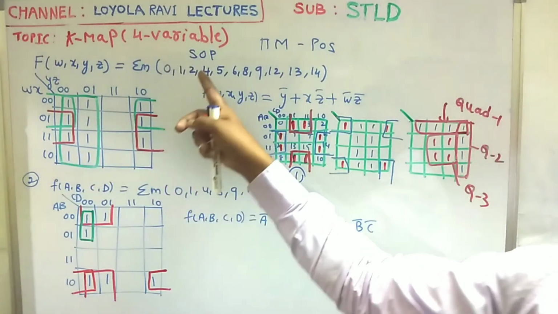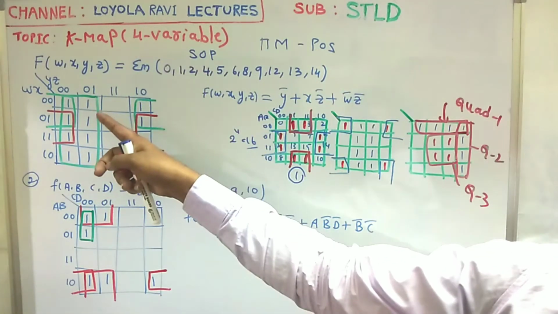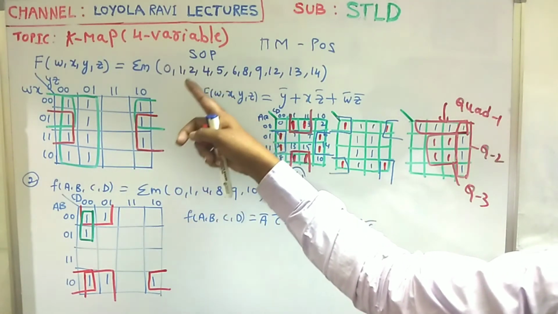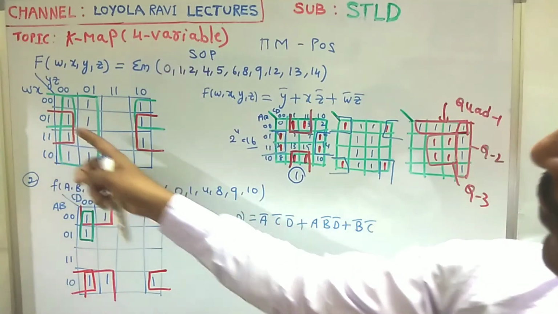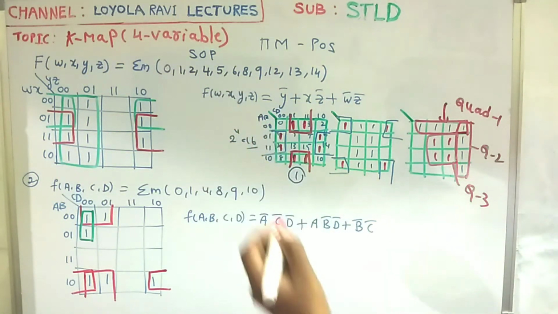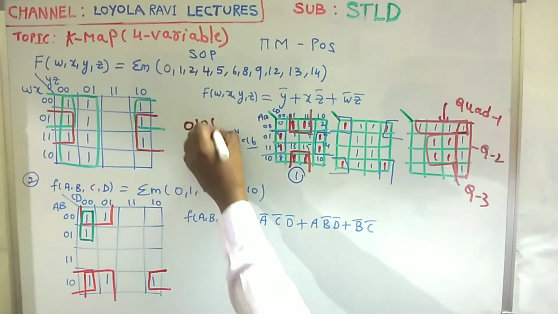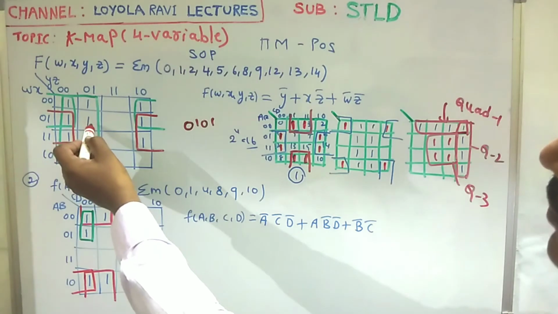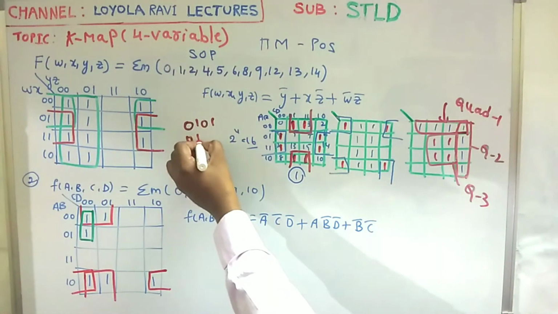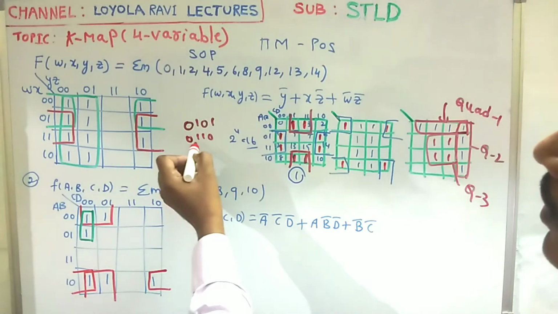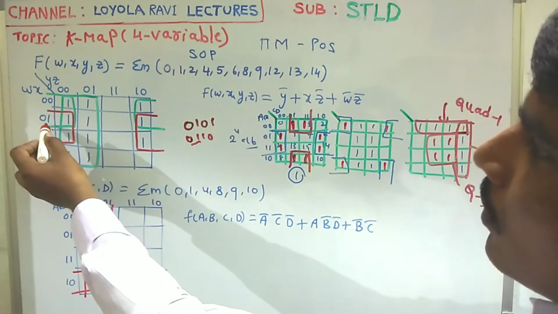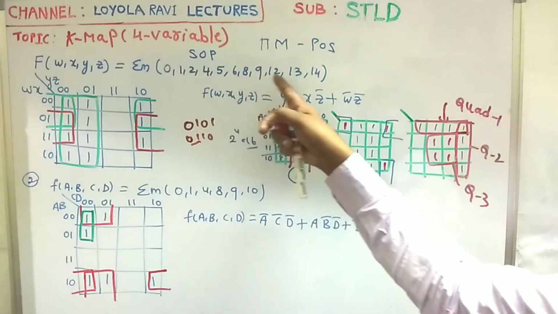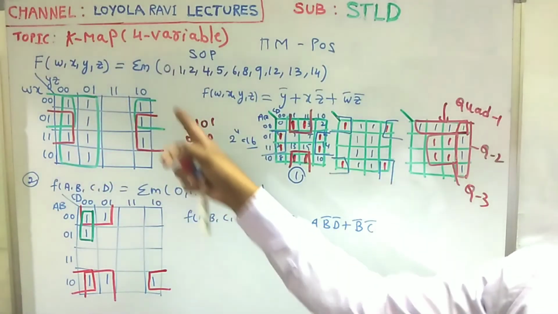Then go for 2. 0, 0, 1, 0. This is second location. Then 4. 0, 1, 0, 0. 5 is nothing but 0, 1, 0, 1. Then 6, 0, 1, 1, 0. Like this you have to place all the minterms: 6, 8, 9, 12, 13, 14. I placed all the minterms here.